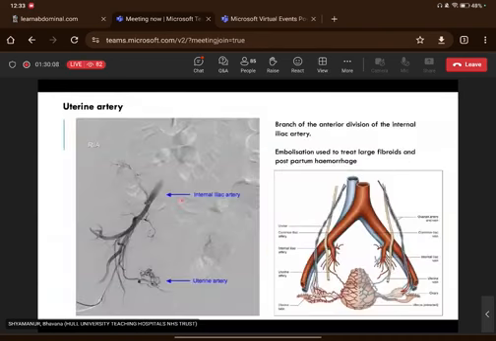And a quick slide on the uterine artery, which is a tricky one. I can't imagine you would be asked that, but this arises from the internal iliac, one of the branches of the internal iliac artery, and of course is significant in embolization, which is used to treat large fibroids or postpartum hemorrhage.